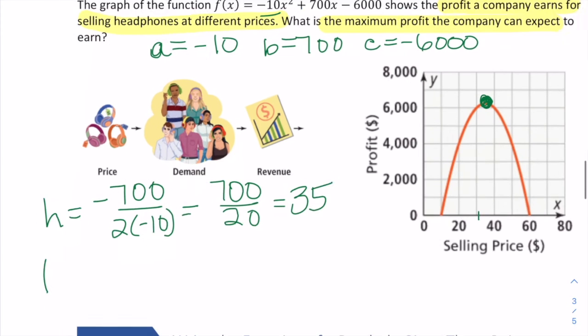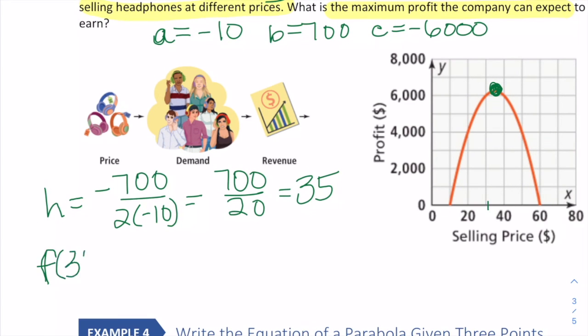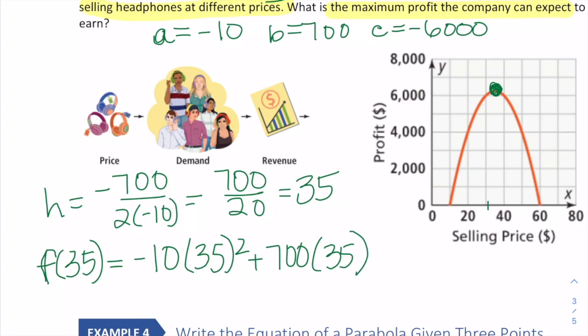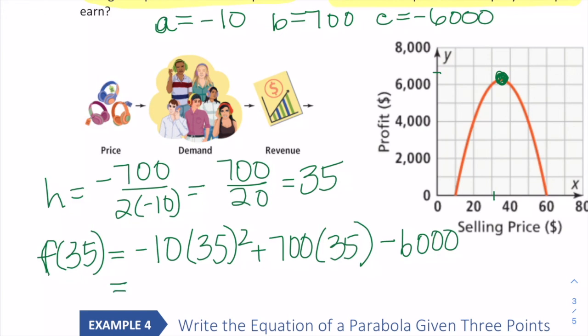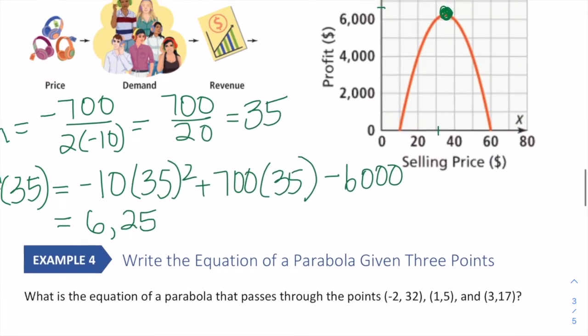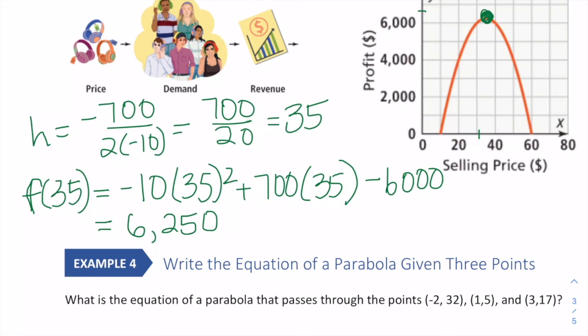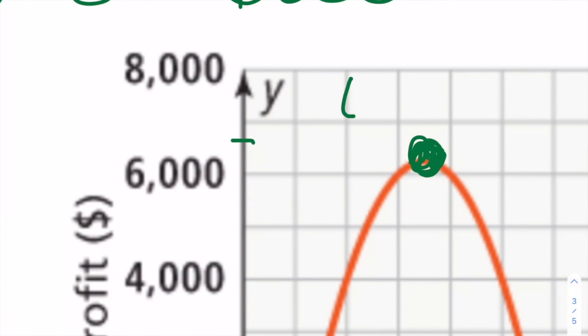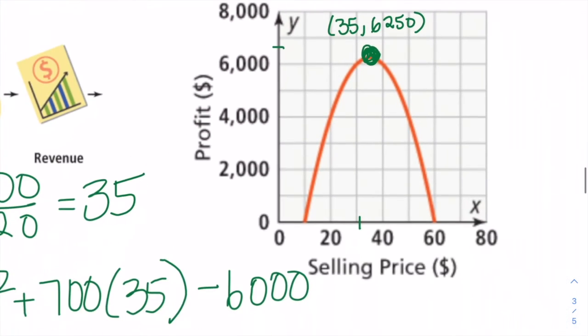And to find the k value, we're going to have to plug in 35 for x. So it's going to be negative 10 times 35 squared plus 700 times 35 minus 6,000. You can kind of see on this graph that it's going to be a little bit more than 6,000. And if we calculate it, it's 6,250. So when we talk about the maximum, well, we know that the maximum point right here would be (35, 6,250). But this is a word problem, so we have to make sure we write this in words.